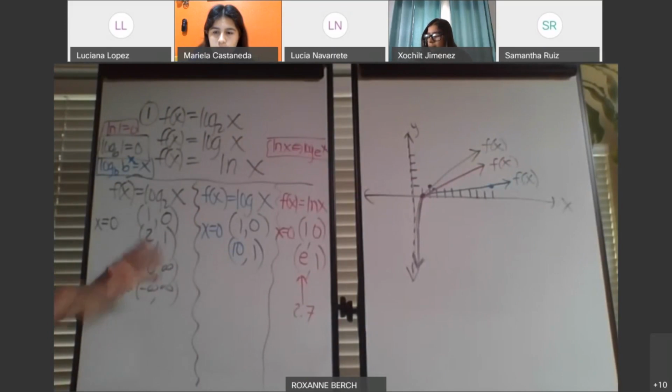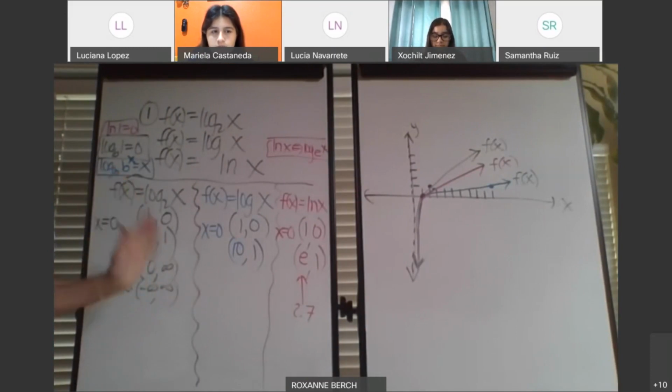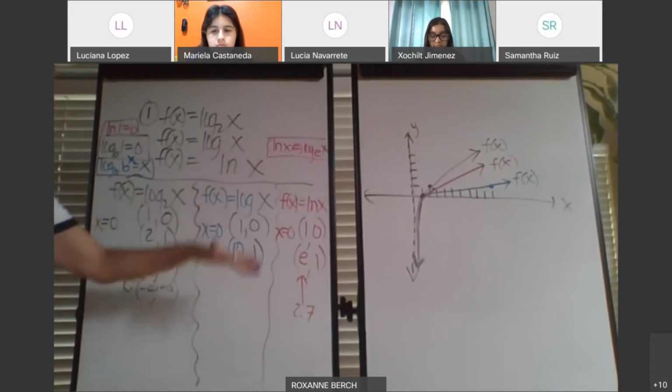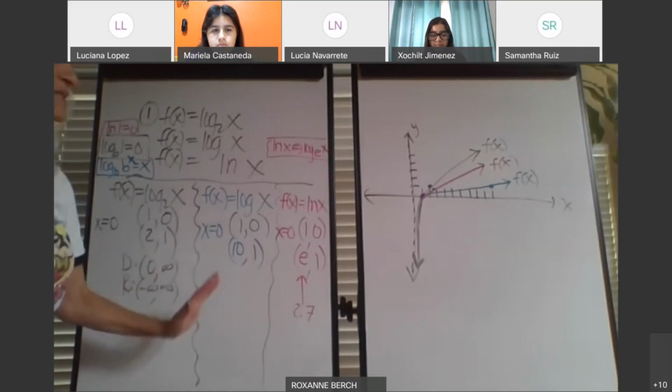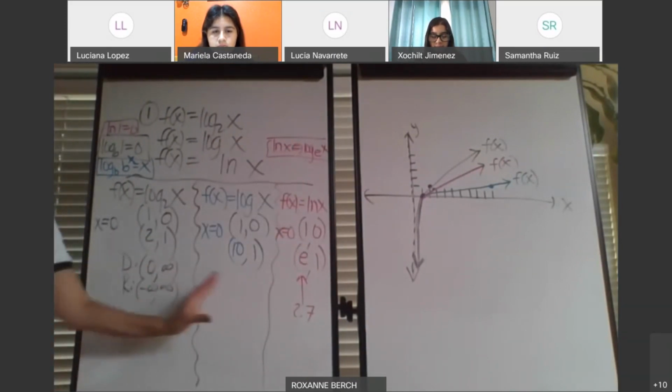So do you realize that on all these problems, the domain and range is the same? So this one, the domain is 0 to infinity, range all real numbers. On this one, 0 to infinity, range, all real numbers. So the domain and range is the same on all of these.